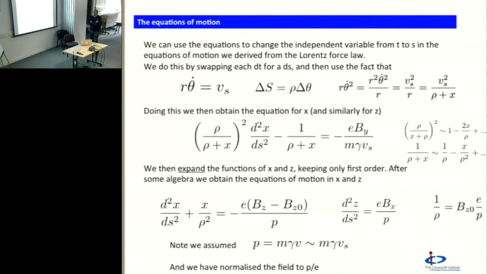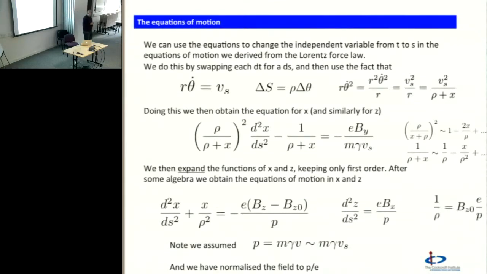So we've changed the independent variable from t to s, using the Lorentz force law. We've swapped the dt for a ds. We've then got a bit of geometry to play with. We've got an r theta dot term, which is equal to v sub s, and we just manipulate that into v sub s squared over rho plus x. All the equations are there. We stick everything together, do 10 lines of algebra, 5 lines of algebra roughly, and we end up with this.